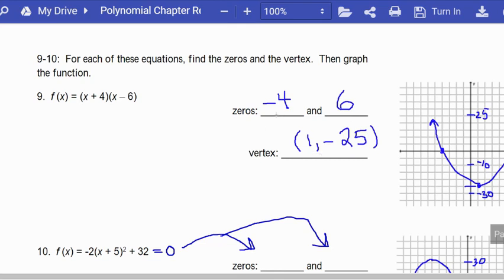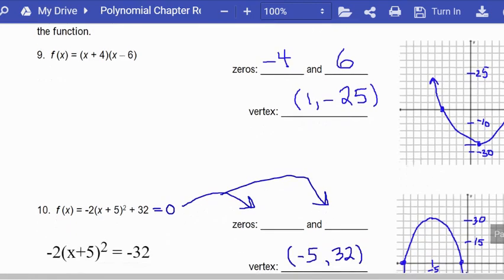And then given the zeros, the vertex is halfway in between. So the average of -4 and 6 is 1. Plug 1 into the function to find y is -25. As I have done here, if you change your scale, make sure you are showing that on the graph, especially if your vertical scale is different from your horizontal scale.